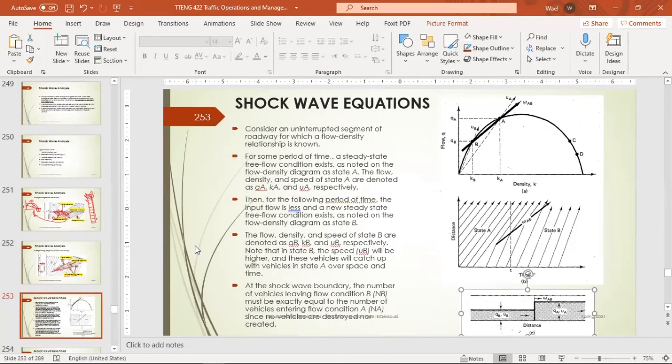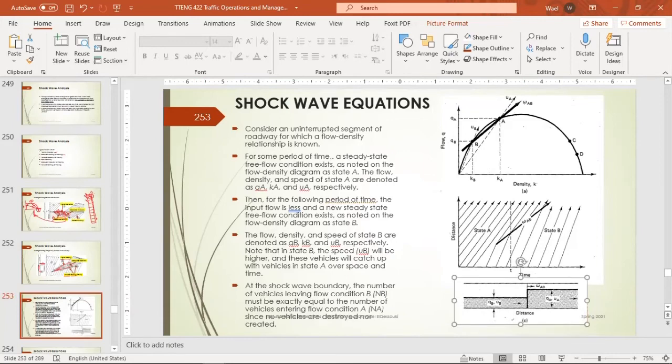Okay, consider an uninterrupted segment of roadway for which a flow density relationship is known. How can we determine the speed of the shock wave? How can we calculate it? So it says that consider that we have two states, an uninterrupted segment, and we have state B and state A. So the traffic is going to change from state B to state A. This is a little bit congested. This is, the traffic volume is lower, and we have this relationship. That's state B and that's state A.